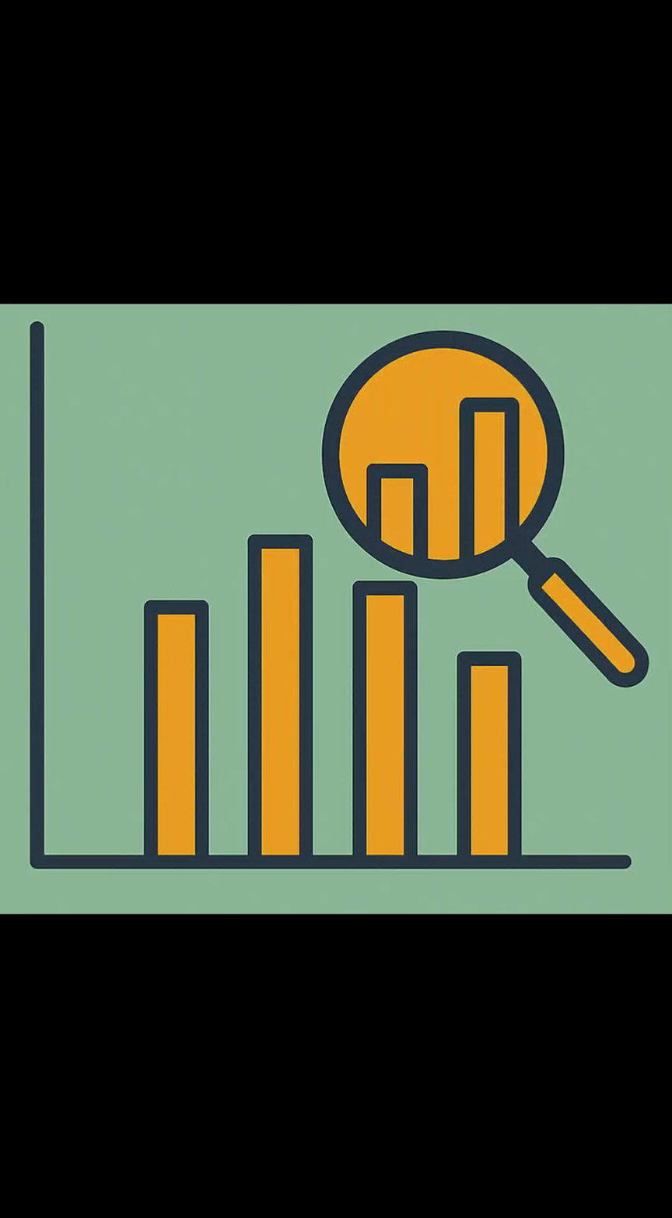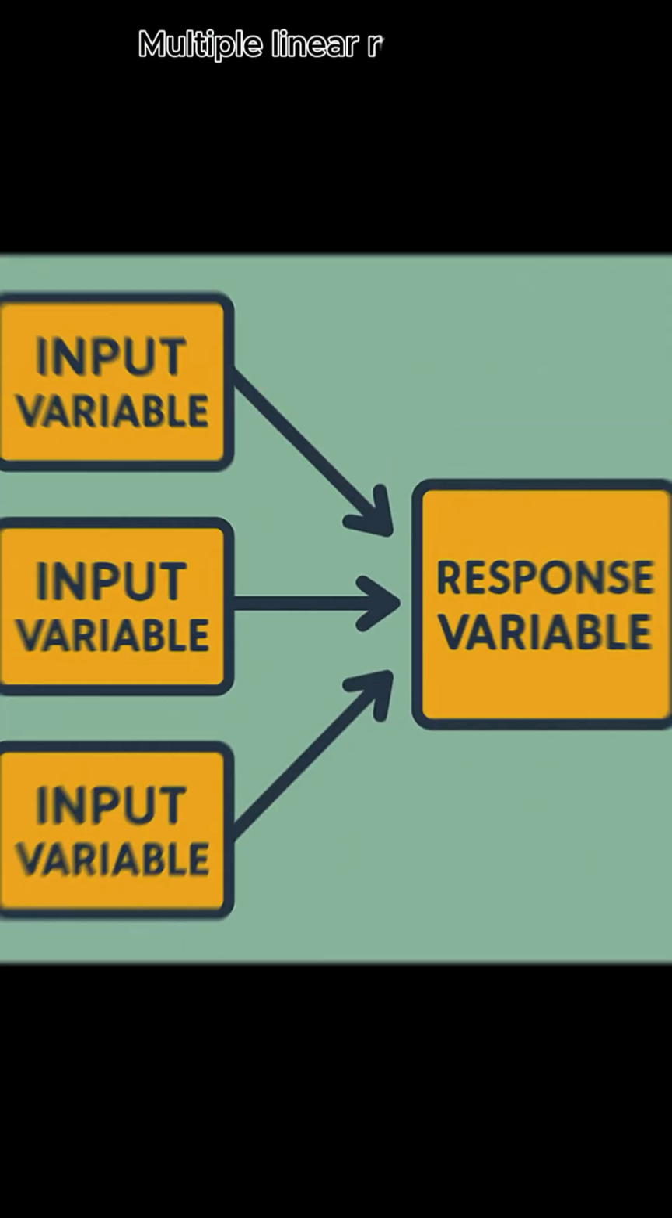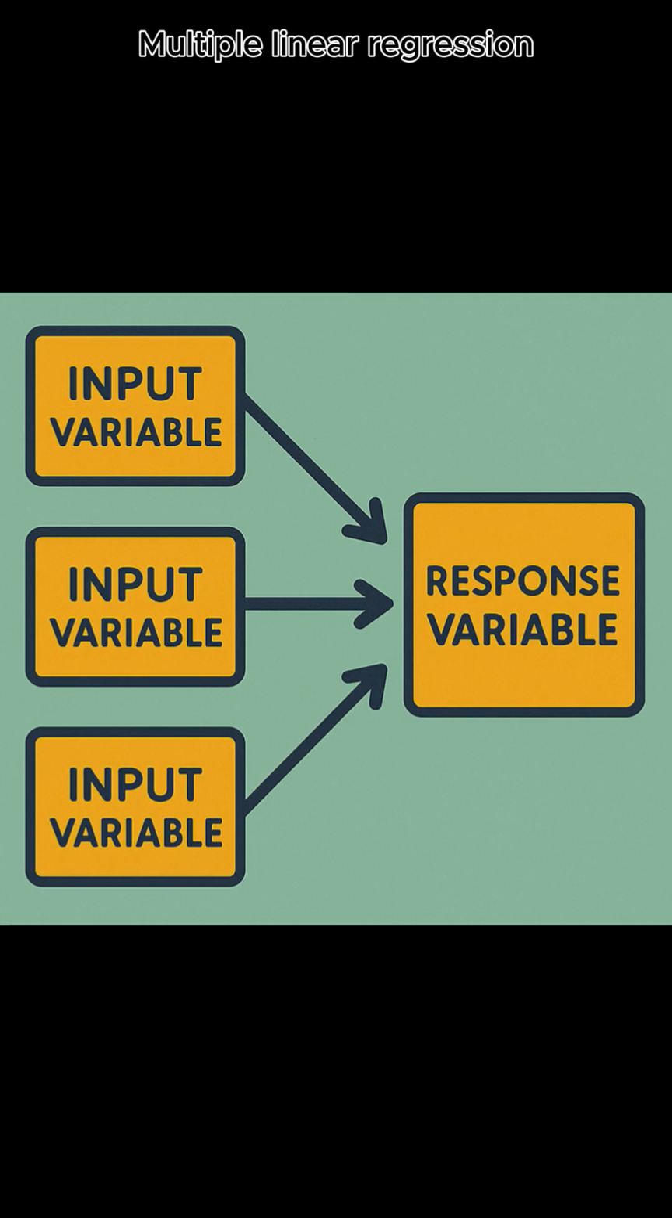A linear regression model is a statistical technique for modeling or exploring the relationship between an output variable and one or more input variables. A simple regression model uses one output and one input variable, whereas a multiple regression model uses one output and two or more input variables.